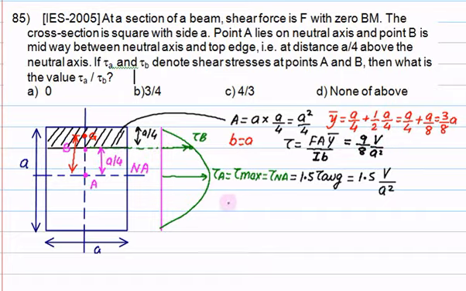So we are interested in tau A upon tau B. So tau A upon tau B, the final answer is 4 by 3. So choice C is the correct choice.